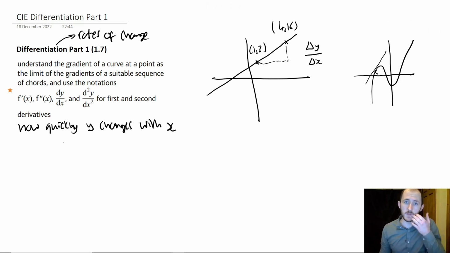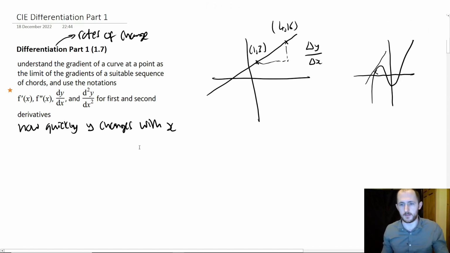However, y and x are just variables, so I can actually say that this is any two things. I could say how quickly volume of water changes with time. I can say how quickly distance changes with time, which would be speed. I can say how quickly speed changes with time, which would be acceleration. You can ask yourself all of these questions. This is actually going to come up a lot in the mechanics section as well, and if you do physics as well. This is actually revolutionary, so it's really, really important.